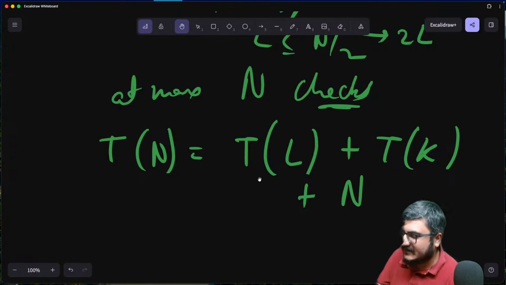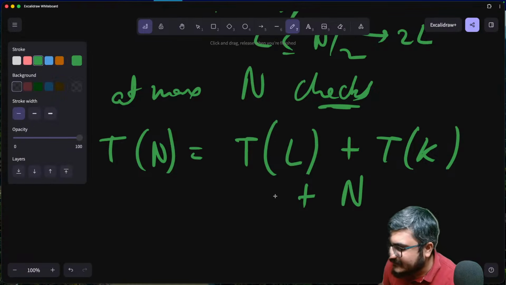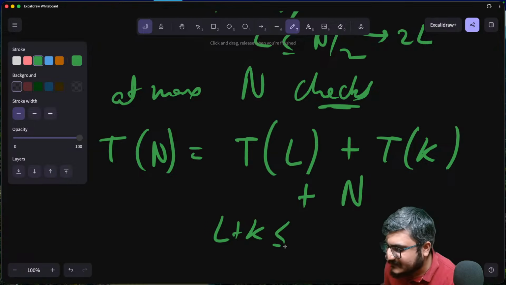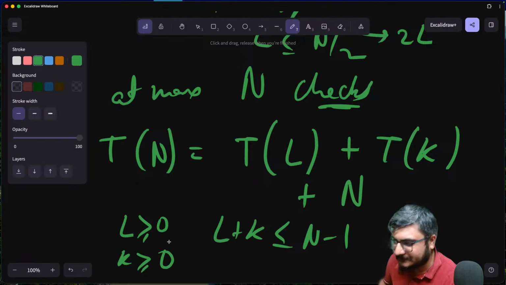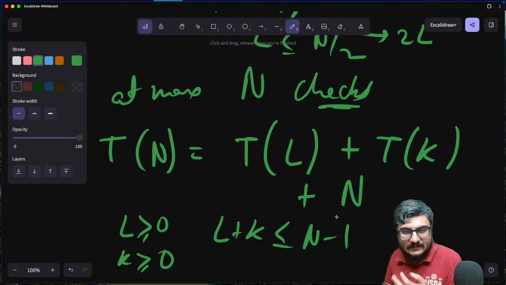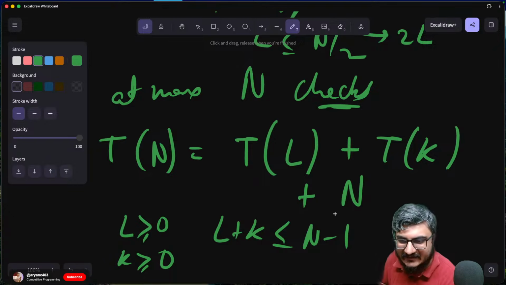This looks like the correct comparison for the time complexity calculations, right? And we have a check that L plus K is less than or equal to n minus 1. L is greater than or equal to 0, K is greater than or equal to 0. This is the correct time complexity, right?